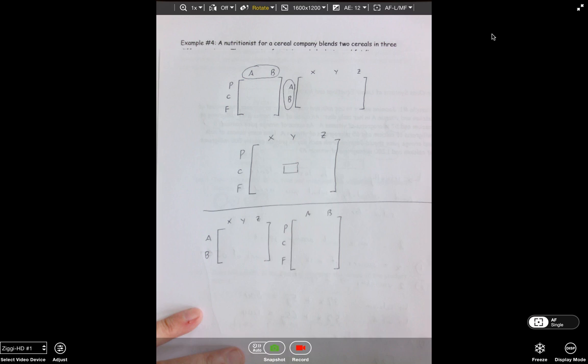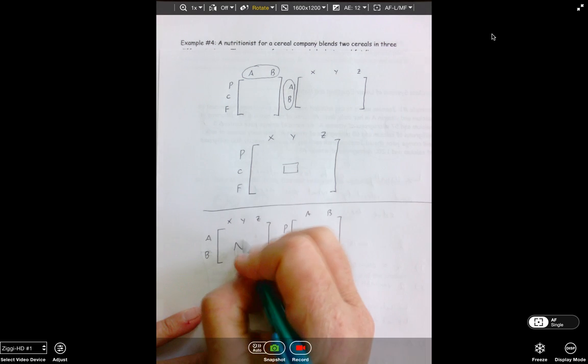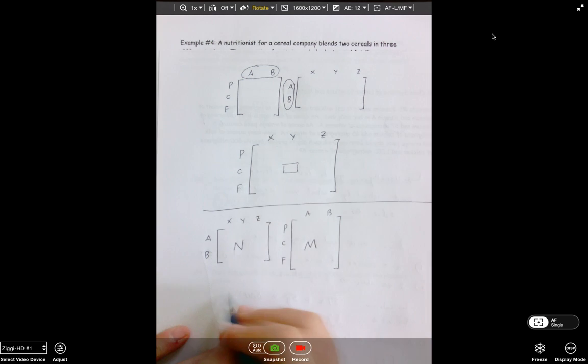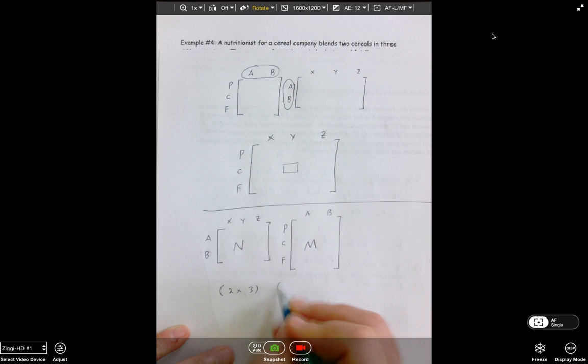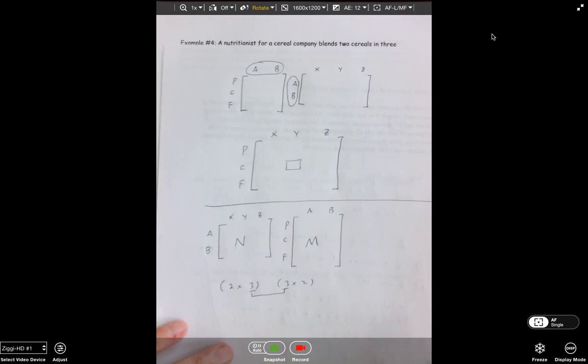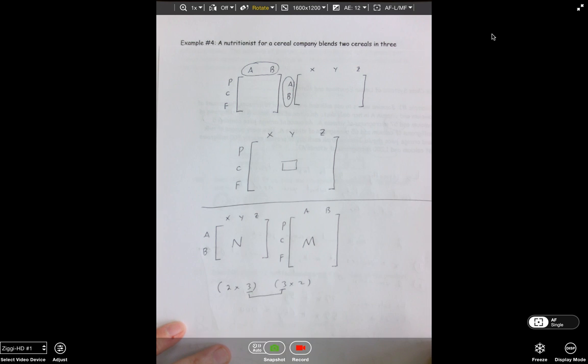So what I'm doing now is I have taken N times M. Now, arithmetically, if these are just generic matrices, I can multiply those because this is a 2 by 3. This is a 3 by 2, so these values are the same.